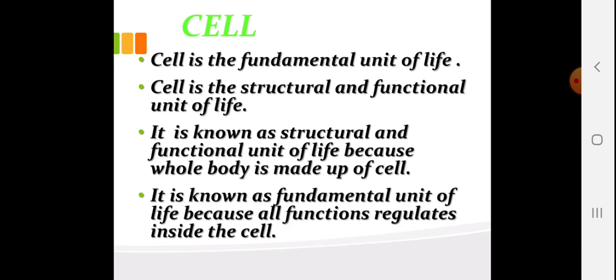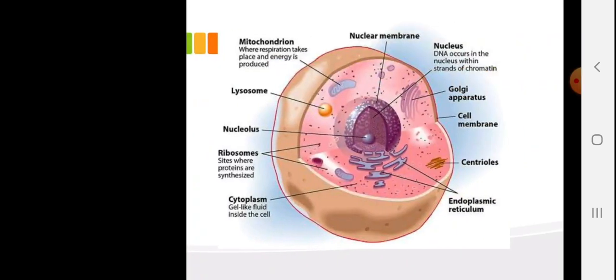Cell is the fundamental unit of life. That means it is the basic structural and functional unit of life. It is known as the structural and functional unit of life because the whole body is made up of cells. It is known as the fundamental unit of life because all functions are regulated inside the cell.